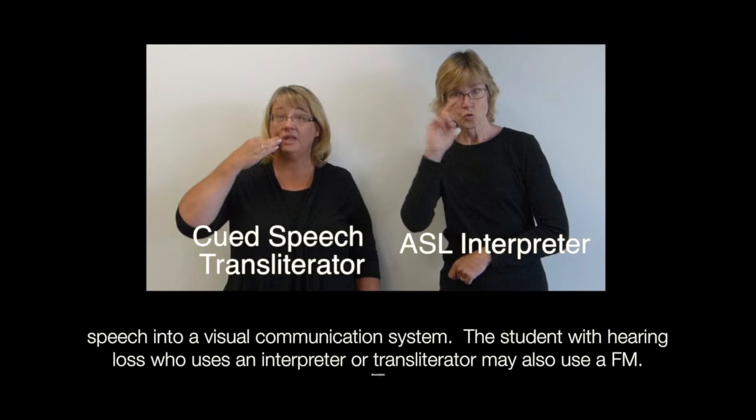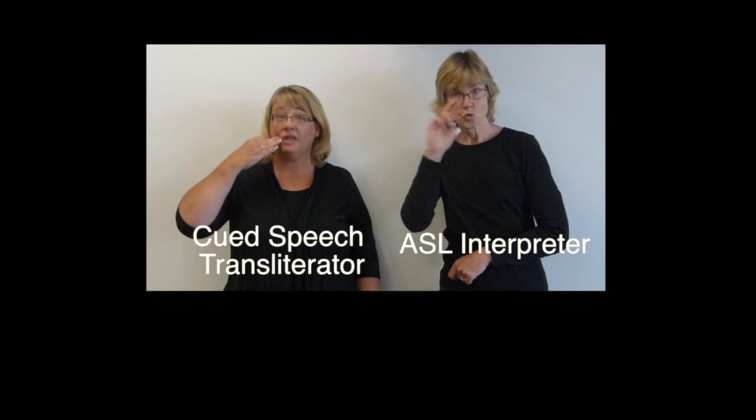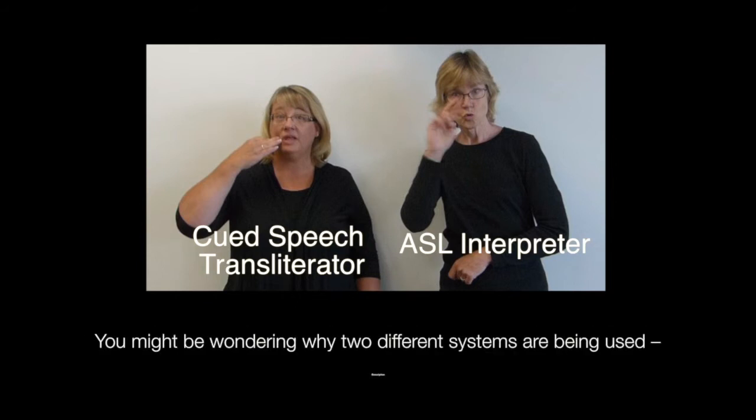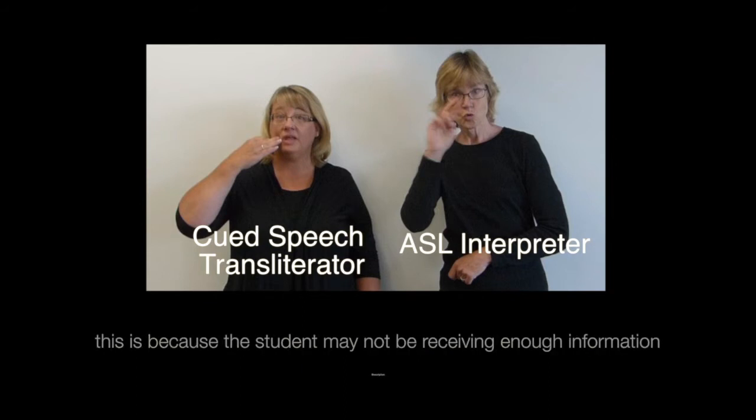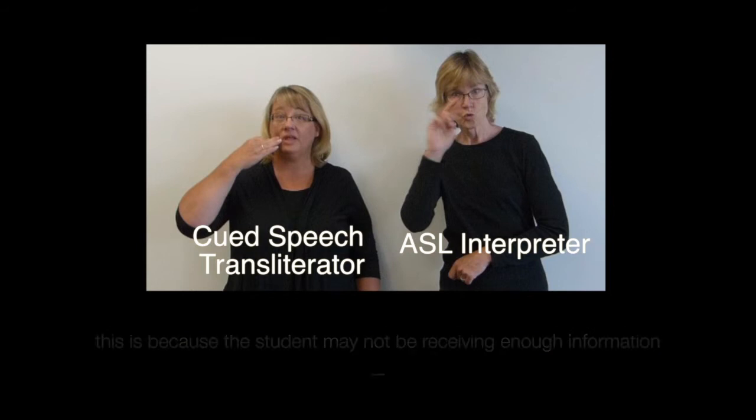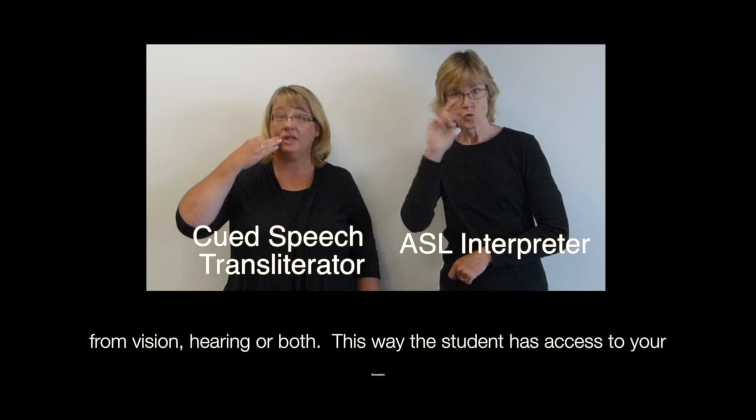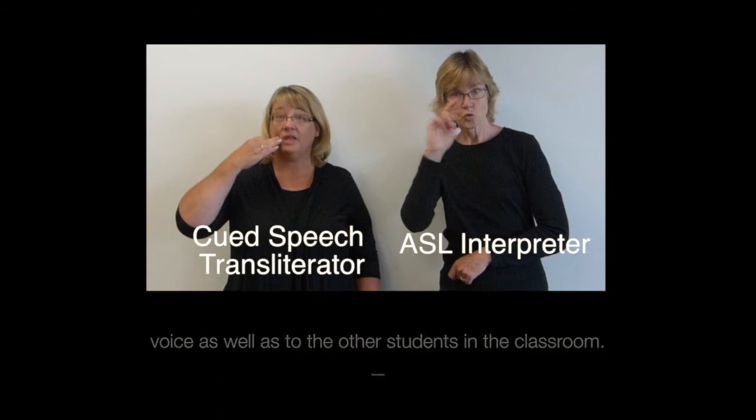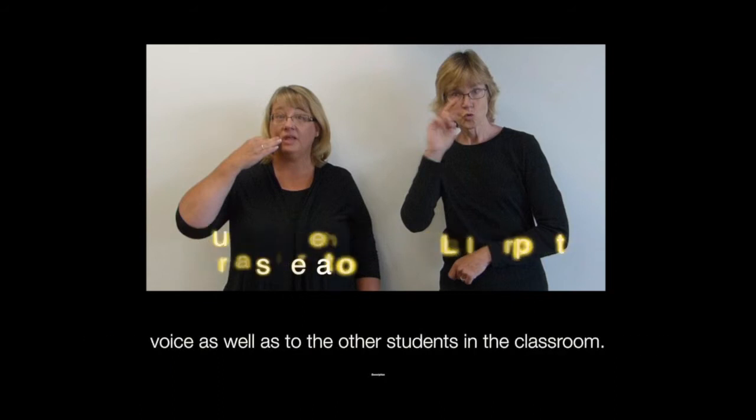The student with hearing loss who uses an interpreter or transliterator may also use an FM system. You might be wondering why 2 different systems are being used. This is because the students may not be receiving enough information from vision or from hearing or both. This way, the student has access to your voice as well as to the other students in the classroom.